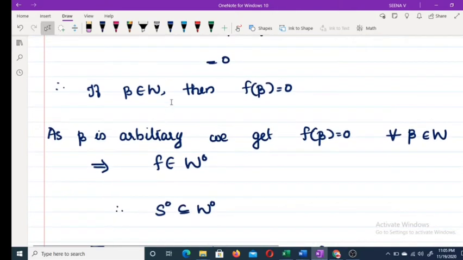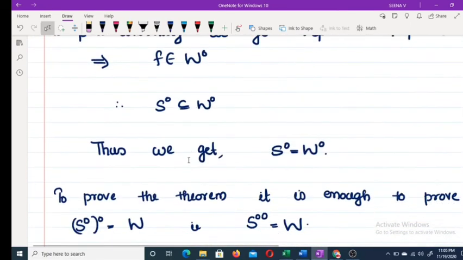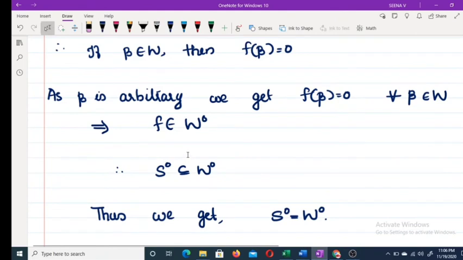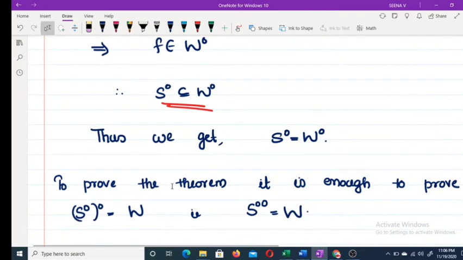Therefore if beta belongs to W, then f of beta equal to 0. As beta is arbitrary, we get f of beta equal to 0 for every beta belongs to W. This implies f belongs to W naught. So we are taking f belongs to S naught, and here we get f belongs to W naught. Therefore S naught is a subset of W naught. Already we get W naught is a subset of S naught. Therefore S naught equal to W naught.